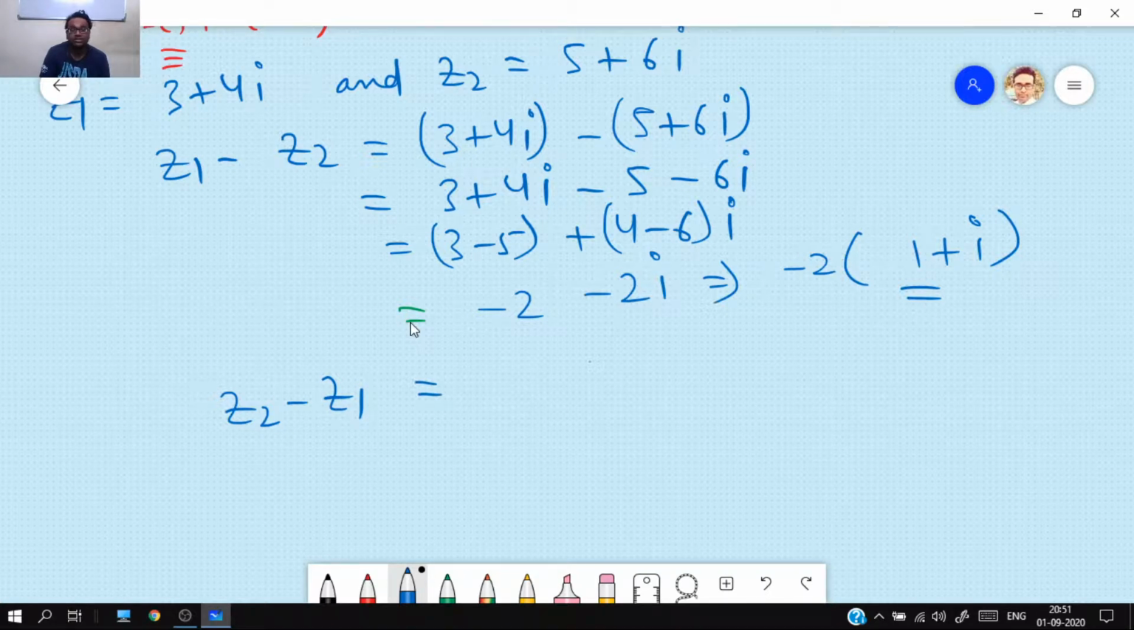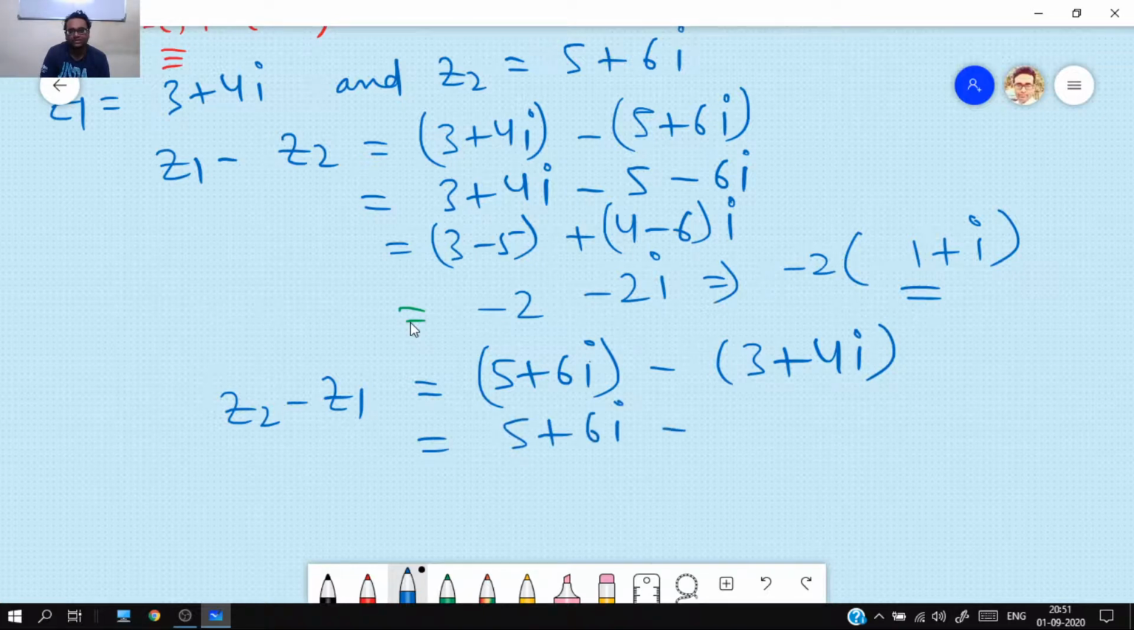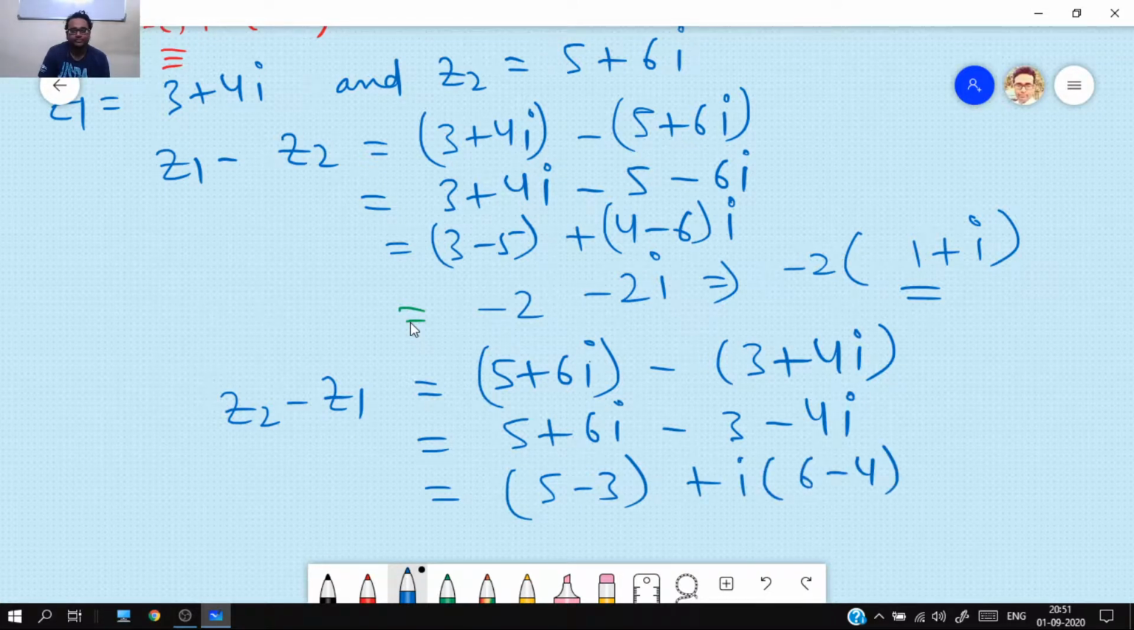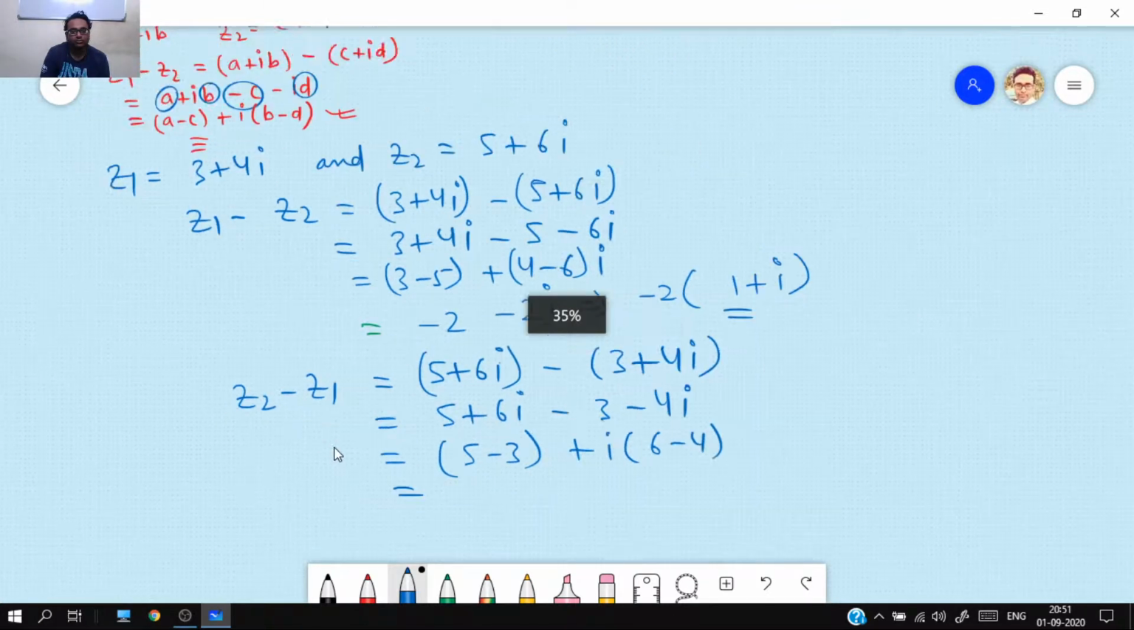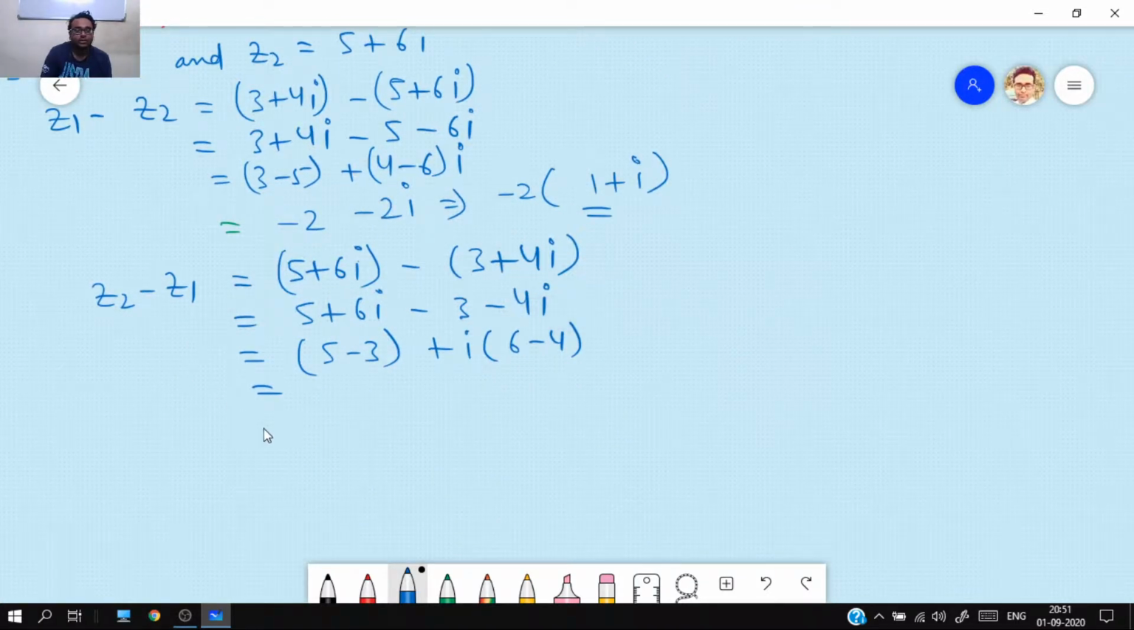is writing z2 first and putting minus sign and writing z1 after that. So 5 plus 6i minus 3 plus 4i, that is equal to 5 plus 6i, opening the brackets, minus 3 minus 4i. Writing the real parts together, 5 minus 3 plus i, 6 minus 4. What we are going to get is 2 plus 2i, or you can take 2 as common, 1 plus i.